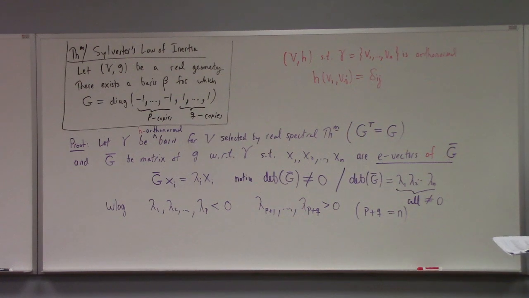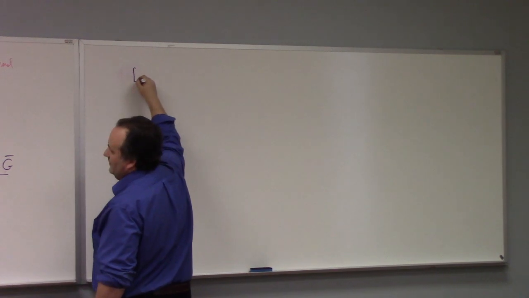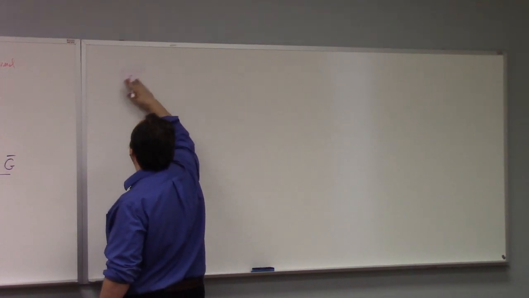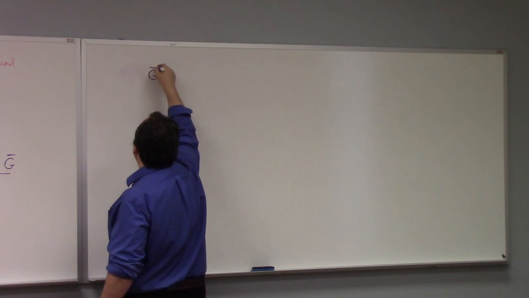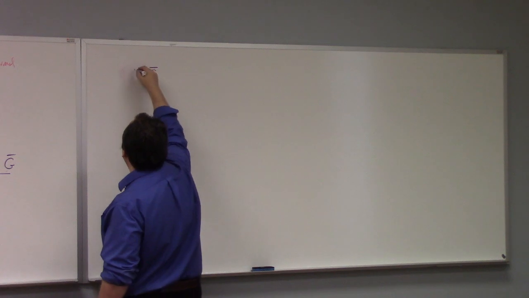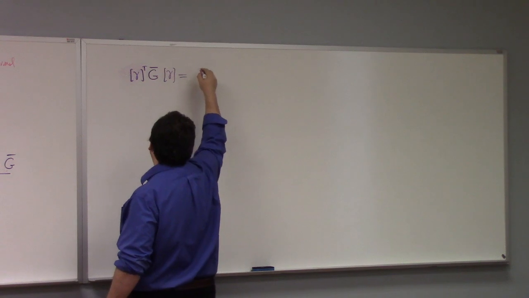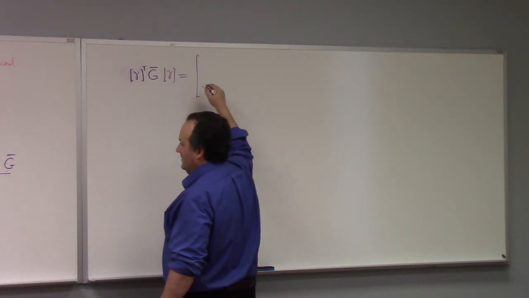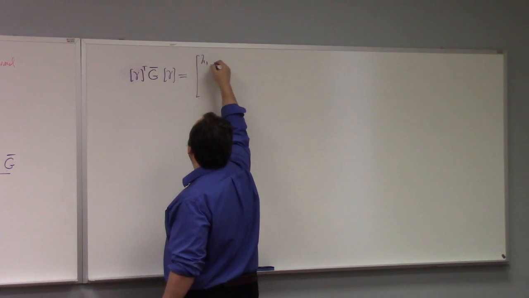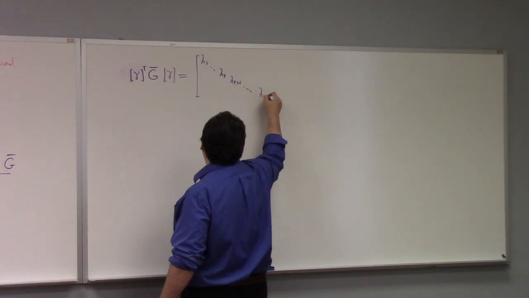So with respect to this choice of basis, the matrix of G looks like what? Excuse me, the matrix of G bar: gamma transpose G bar gamma. That's equal to the diagonal matrix with lambda 1 through lambda p, and then lambda p plus 1 through lambda p plus q.